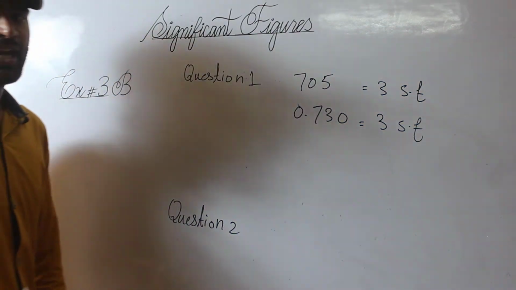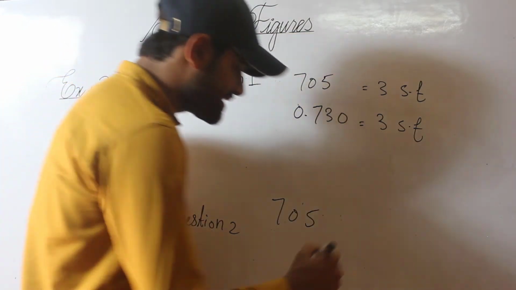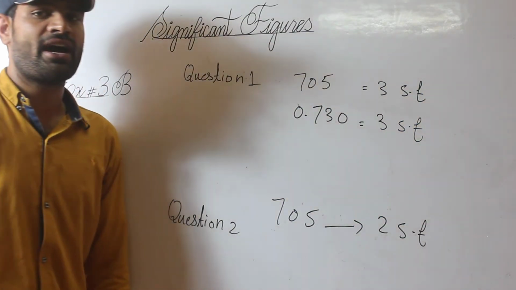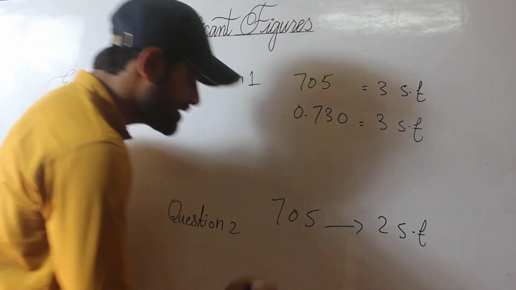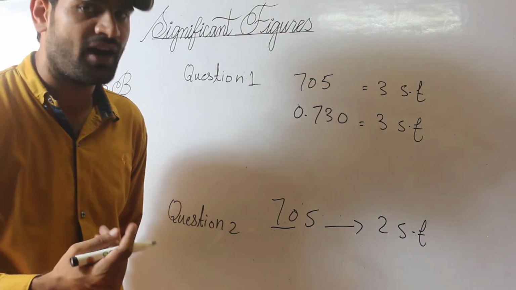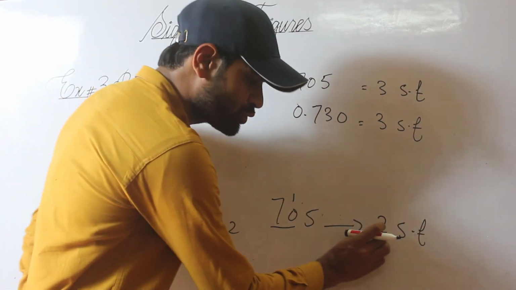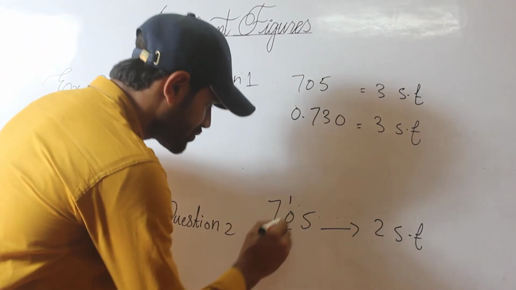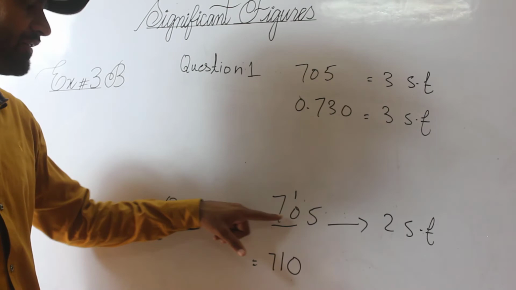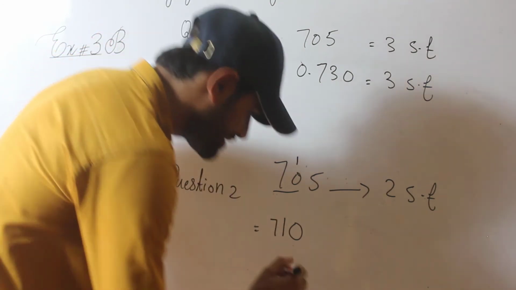In question number 2, a number is given, just like 705. We round off and convert it into 2 significant figures. Last exercise we also rounded off a number. So just take the first 2 significant figures, then check the next one. If the next one is 5 or greater than 5, then we add 1 to the last digit at the position of the 2 significant figures. So 0 converts into 1, and that 5 converts into 0. So 2 significant figures of this amount is 710.